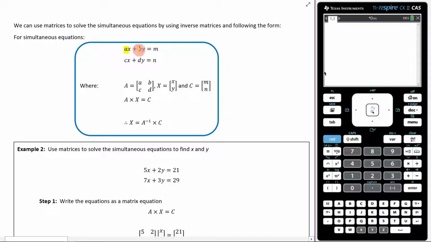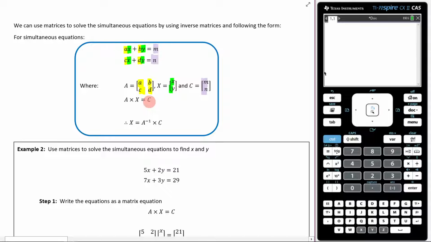By taking a, b, c, d and putting them all in a matrix, then we've taken our two unknowns, x and y, and put them in a matrix, and then we'll put our answers, m and n, also in a matrix. So therefore what we can say is AX is equal to C. This is what we've seen lots of times before. We've taken our simultaneous equations and put them into matrices. So that's what we've seen previously.